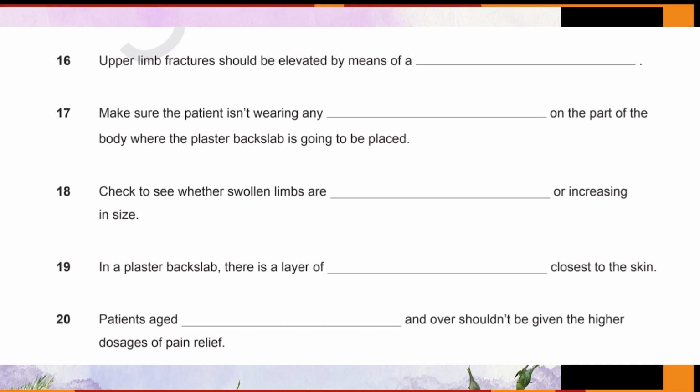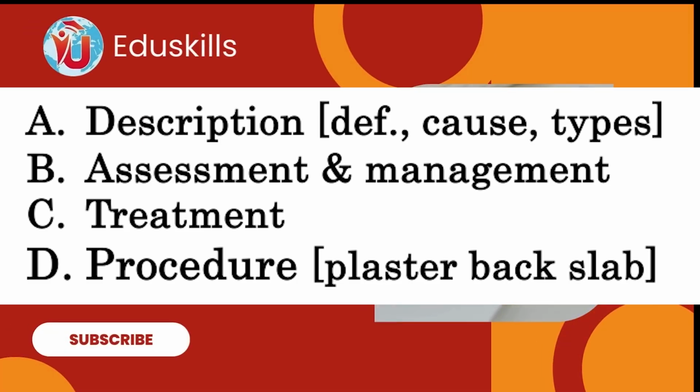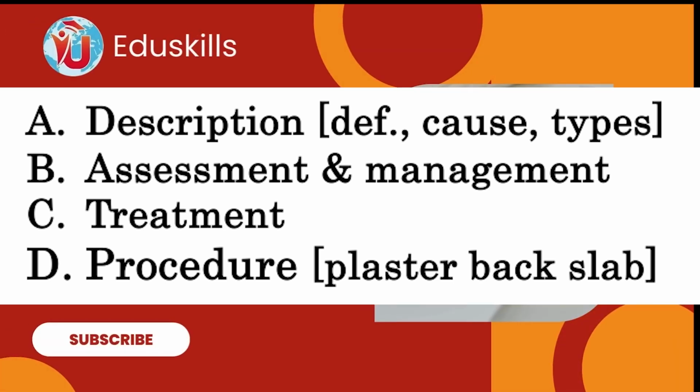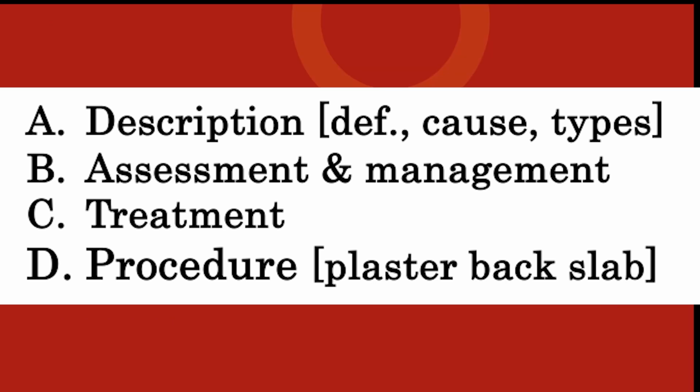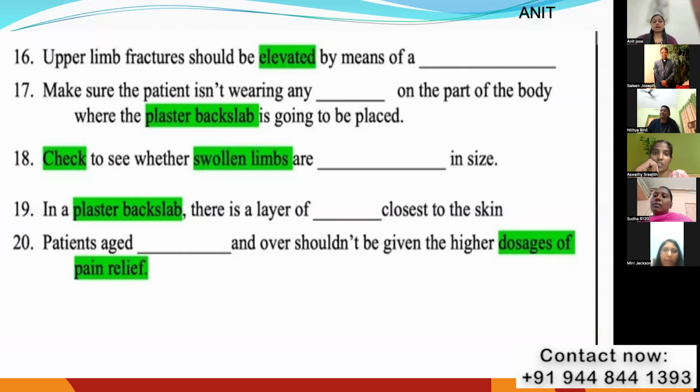Today, I am going to discuss question numbers 16 to 20. As we know, part A comes under classification, part B assessment and management, part C medication, and part D procedure, plaster back slab. Let's find the keywords from the question. Question number 16: upper limb fractures should be elevated by means of a dash.